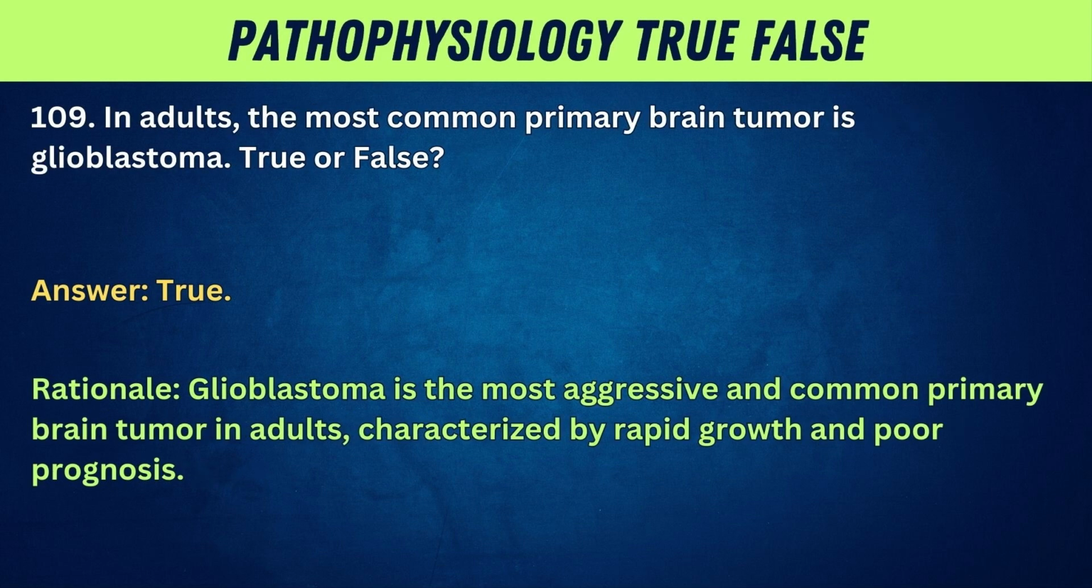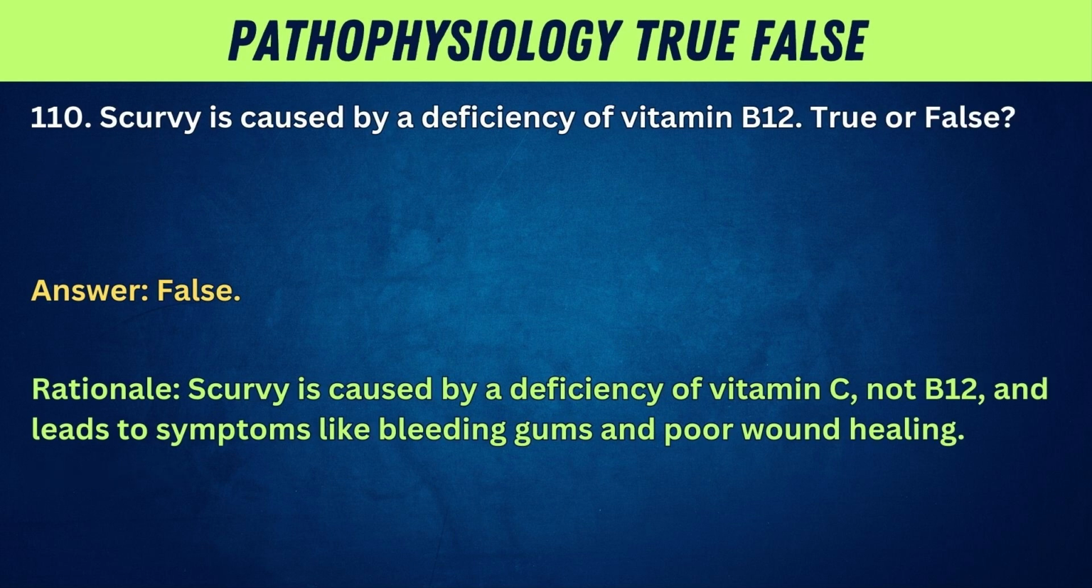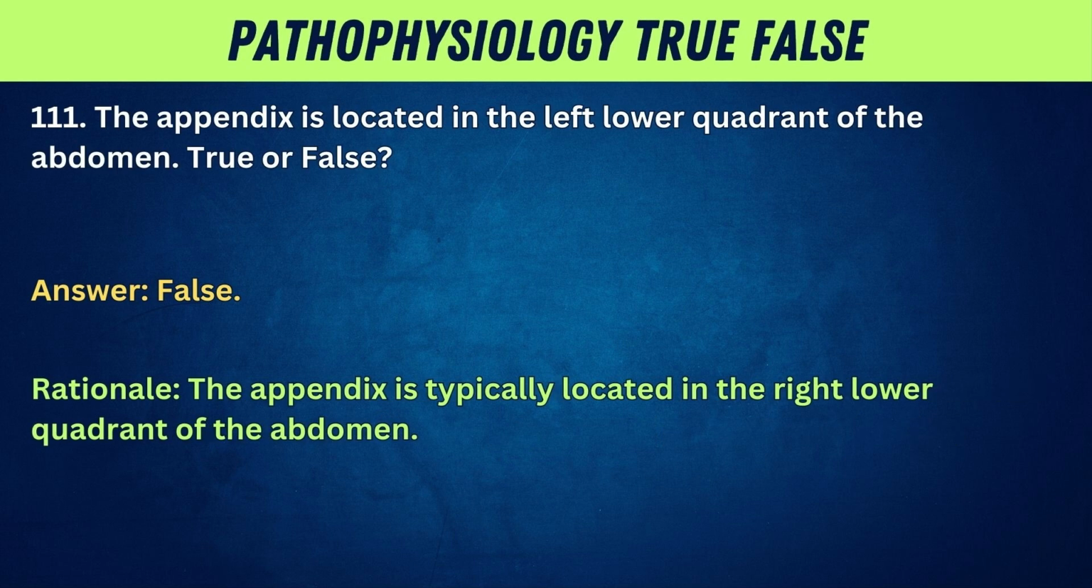109. In adults, the most common primary brain tumor is glioblastoma. True or false? Answer: true. Rationale: glioblastoma is the most aggressive and common primary brain tumor in adults, characterized by rapid growth and poor prognosis. 110. Scurvy is caused by a deficiency of vitamin B12. True or false? Answer: false. Rationale: scurvy is caused by a deficiency of vitamin C, not B12, and leads to symptoms like bleeding gums and poor wound healing.